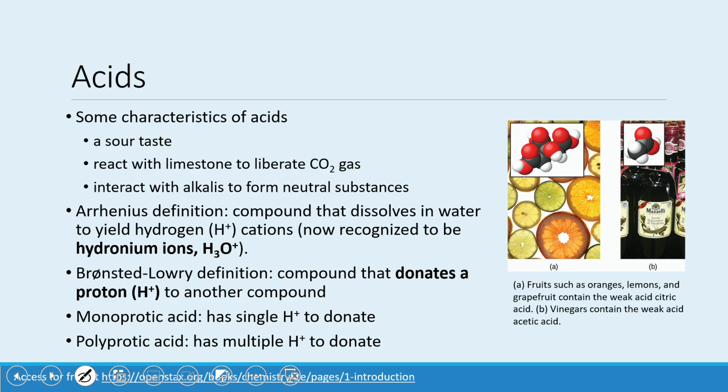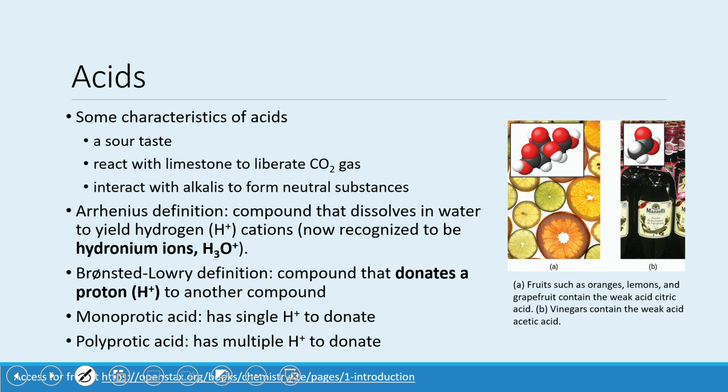One is the Arrhenius definition, and the other is the Bronsted-Lowry definition. And you may also see later on a Lewis definition of acids and bases, which can also be important. But the first one we'll look at is the Arrhenius definition.